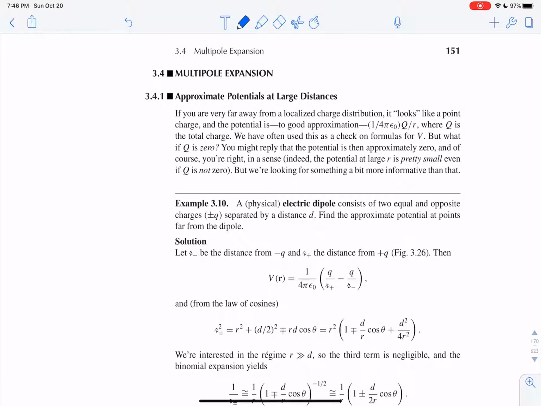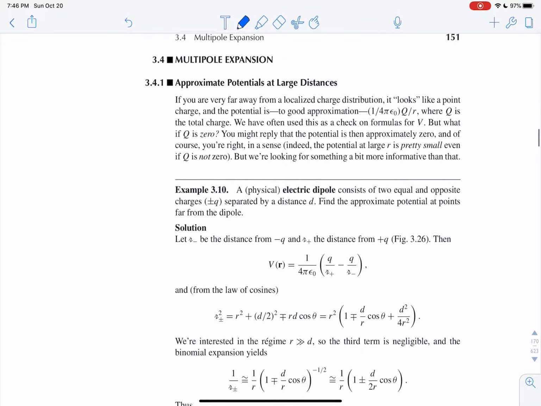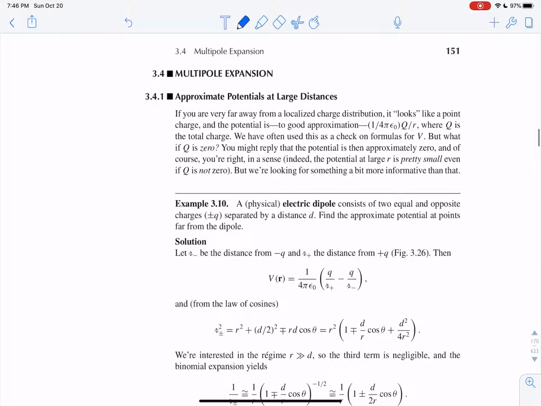All right, kids, let's talk about the multipole expansion. I mean adults, young adults, younger people.